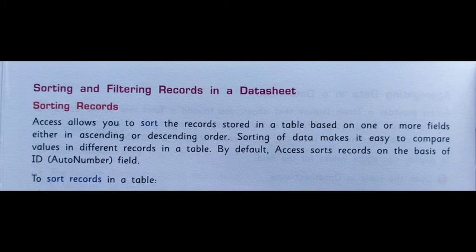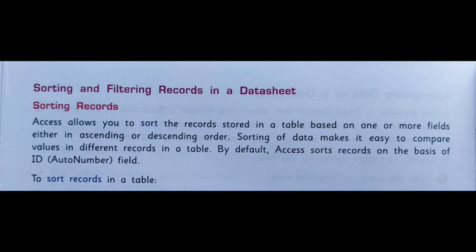Sorting and filtering records in a datasheet. Sorting records. Access allows you to sort the records stored in a table based on one or more fields, either in ascending or descending order. Sorting of data makes it easy to compare values in different records in a table. By default, Access sorts records on the basis of the ID field.